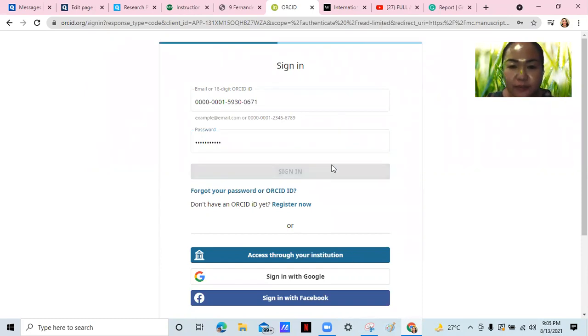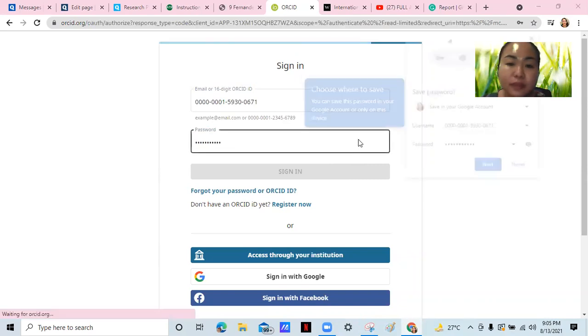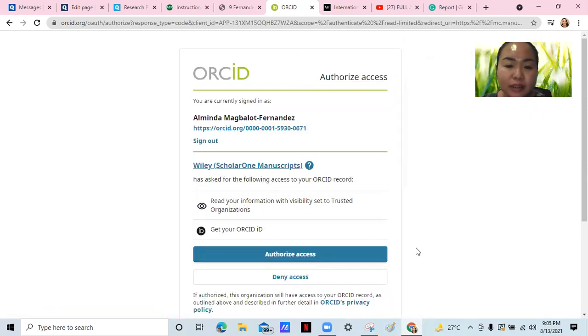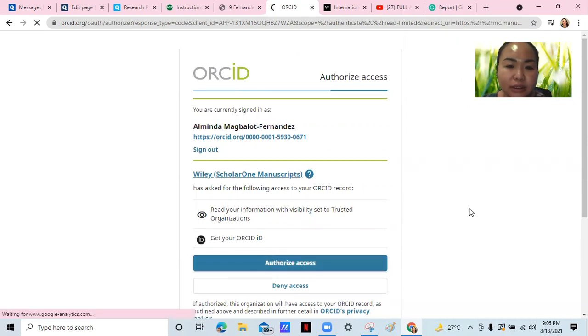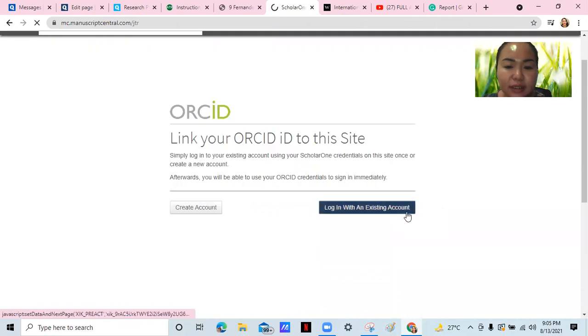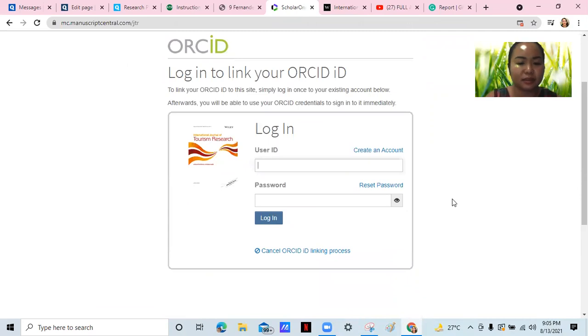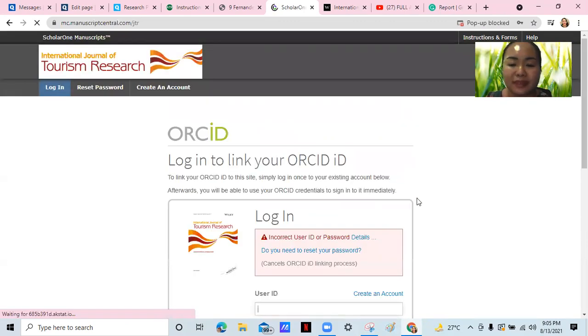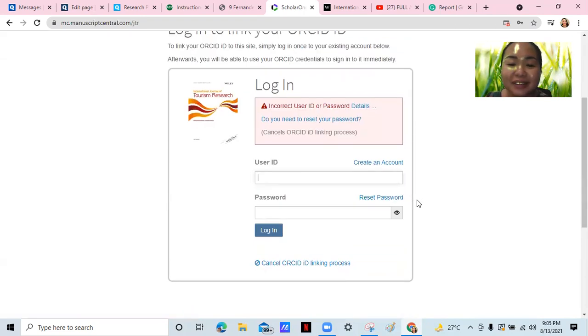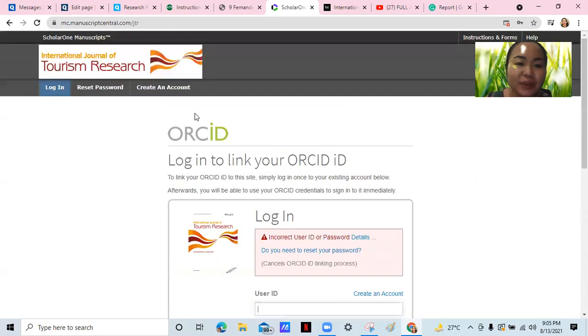Hopefully this will work. Authorized access. Okay, log in with existing account. Sorry, I forgot my password.